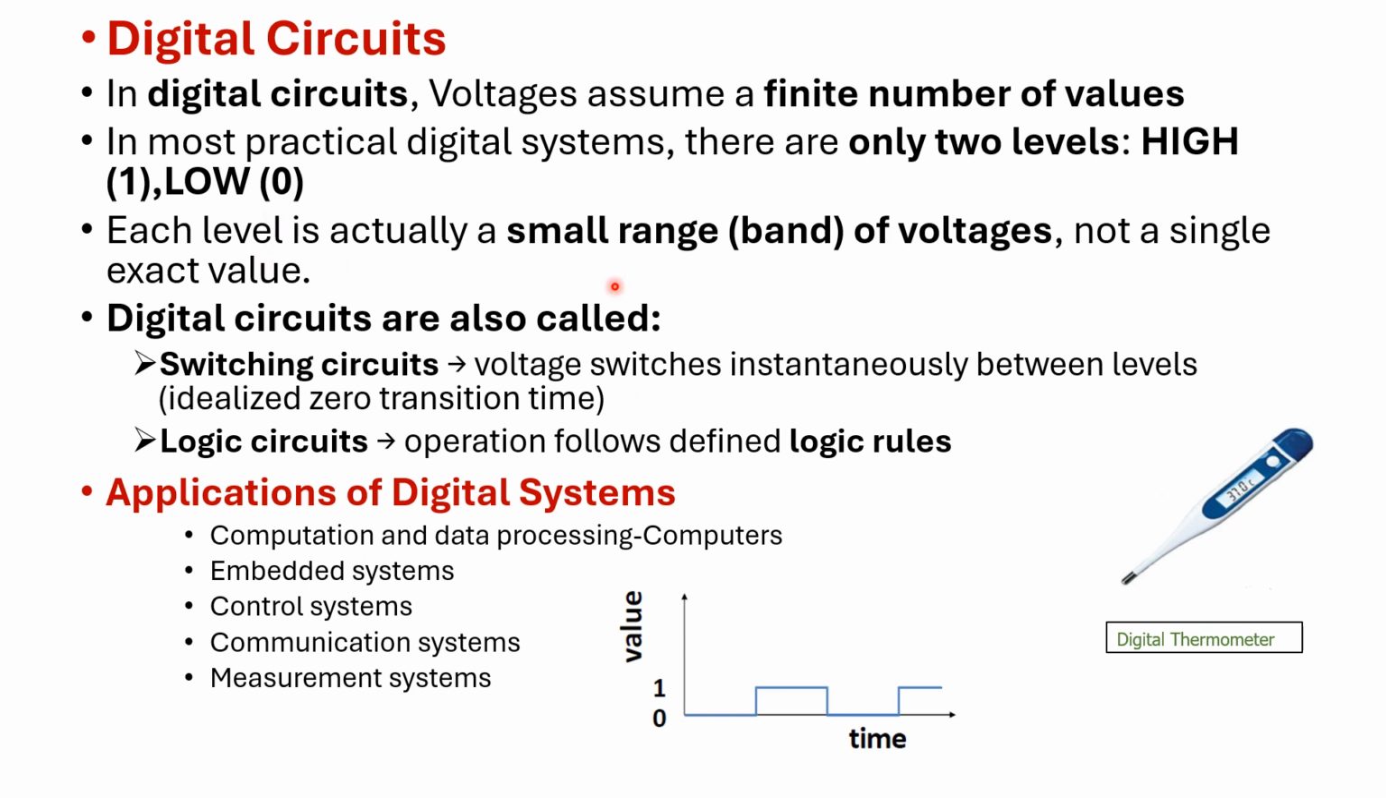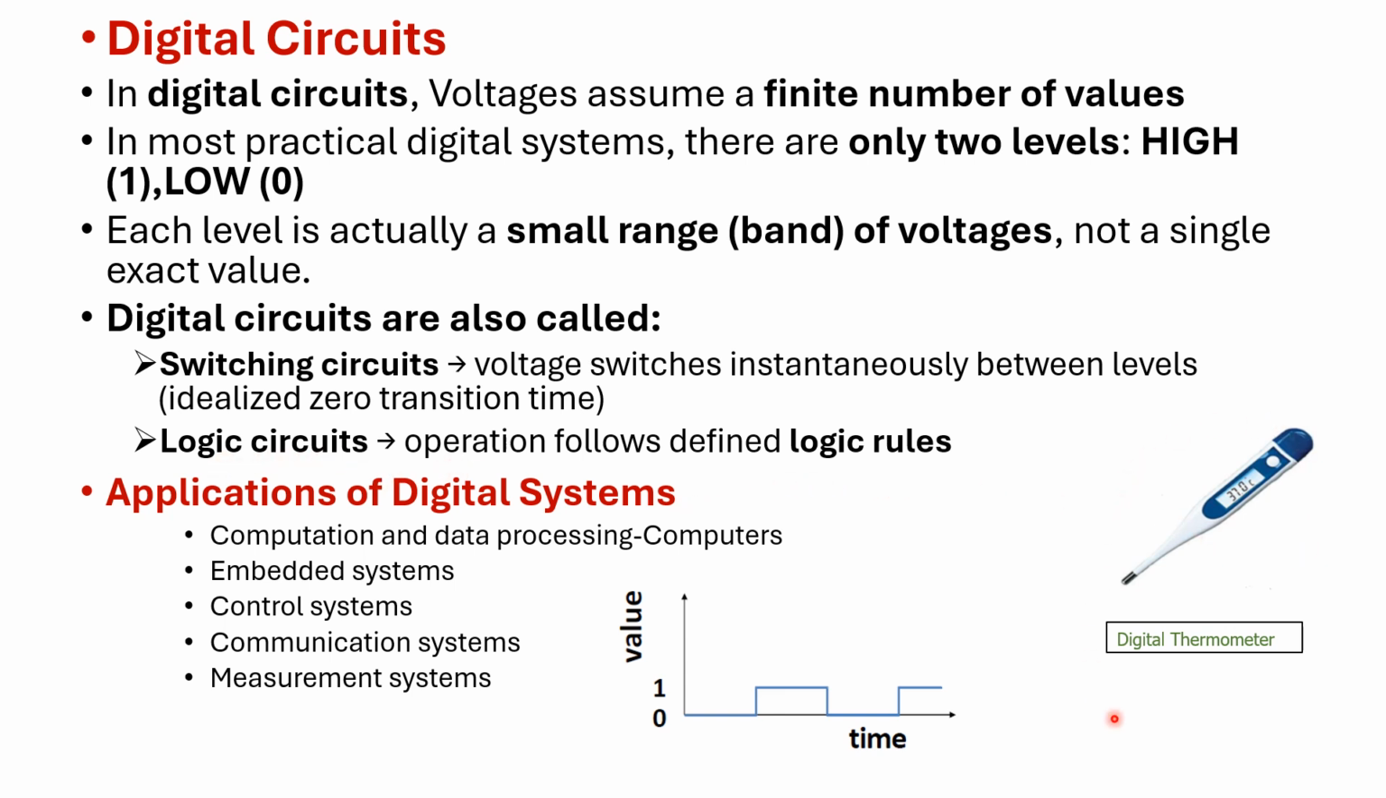Each level is actually a small range or band of voltages, not a single exact value. In the last figure, if you must have noted, for 1 it was voltage 1, for 2 it is voltage 2, which means that from 1 to 2, that voltage range is assigned to 2. In the same way, every value will have a small range of voltage. Digital circuits are also called switching circuits. Voltage switches instantaneously between levels, and all the logic circuit operations follow defined logic rules.